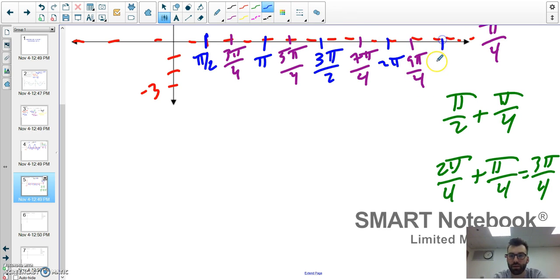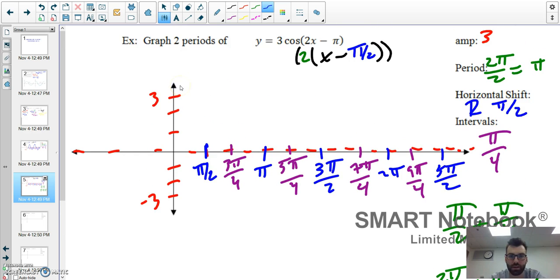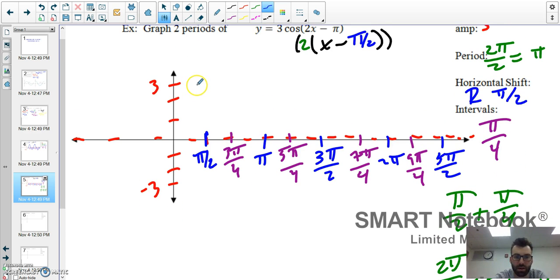And add pi over 4, that's, no, it's off. Sorry, that's not 3 pi. That's 10 pi over 4, which is 5 pi over 2. Confused myself there. Alright, so we're doing cosine, so that means I start up at the top. Maximum, midline, minimum, midline, max, mid, min, mid, max.